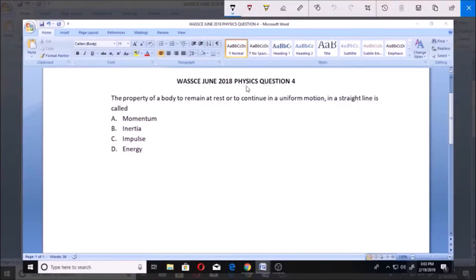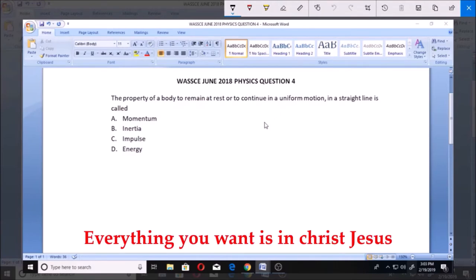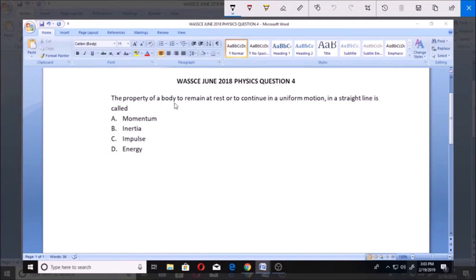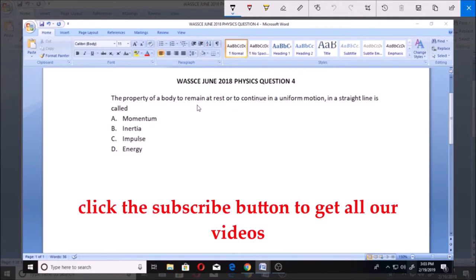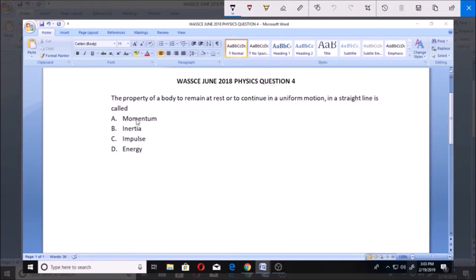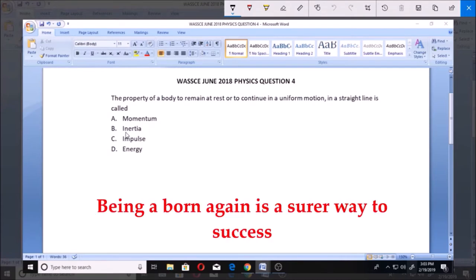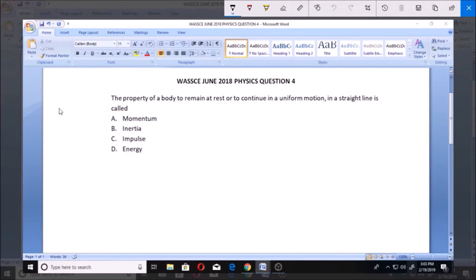Now let's look at question number 4 for physics Waec 2018. The property of a body to remain at rest or to continue in a uniform motion in a straight line is called A. Momentum, B. Inertia, C. Impulse, D. Energy. So what is that property of a body that makes it want to remain in a state of rest, if it is resting, or to continue in a uniform motion in a straight line when it's moving? What is that property? We all know that this property is inertia, because that's the definition of inertia.